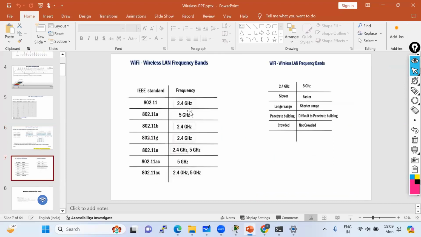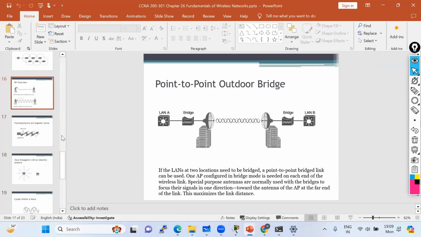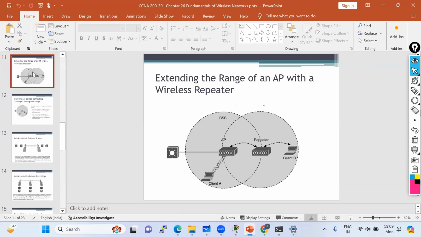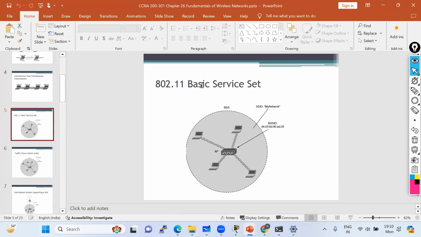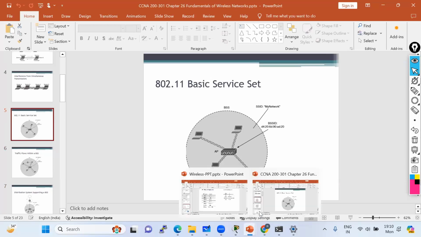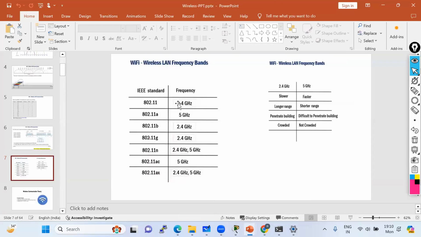So IEEE standards, we have different IEEE standards. Even in this PPT, you will find that. Initially, when I started the PPT and we discussed the basic SSID and BSSID, we started with this standard. So you have to understand this standard, and also we have to know other standards. This is a very basic standard we have. When IEEE introduced the wireless system, the standard 802.11 was introduced, which operates on 2.4 gigahertz. But if you want to operate on 5 gigahertz, then you require this standard.